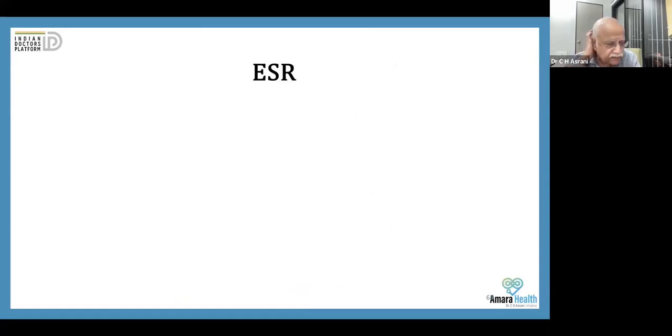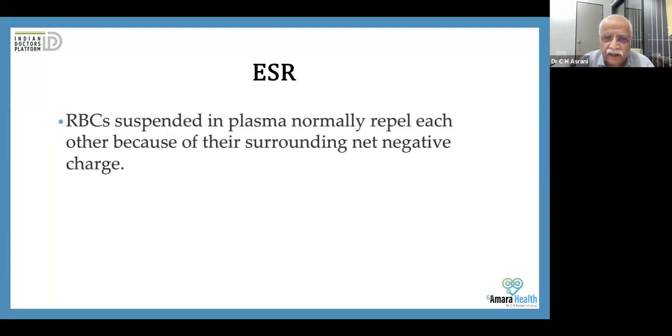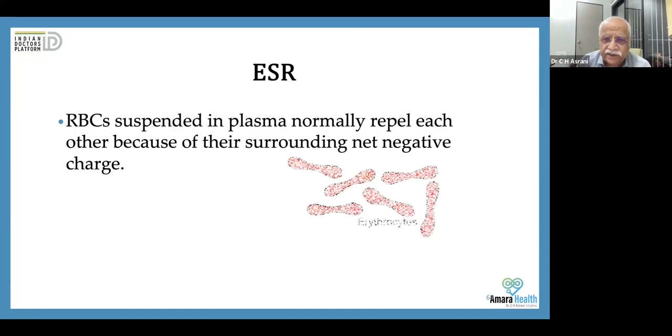ESR, very commonly done. Most non-specific test. Before CRP came into vogue, we used to always write ESR with CBC. RBCs are suspended in plasma. We know RBCs are suspended in plasma. They normally repel each other because of the surrounding net negative charge. This is how they are suspended, repelling, not getting adhered.